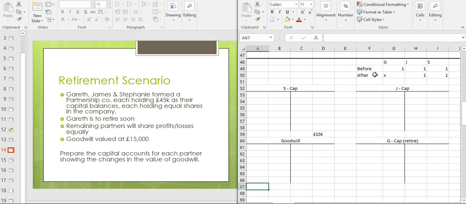That is before. After, Gareth is leaving, so I've put across there, James and Stephanie are going to continue with equal partnership. So Gareth is going to retire. Remaining partners will share profits and losses. Goodwill is valued at 15, and we need to do the capital accounts for each of them, as well as the goodwill account. Okay, so it is the same as part 1. We create goodwill on the old ratio and we eliminate goodwill on the new ratio. So let's get started, and if you want to have a go, feel free to pause and have a go yourself now.